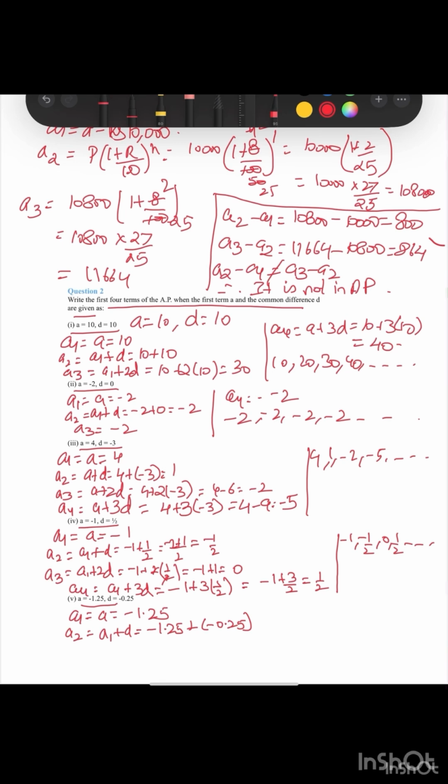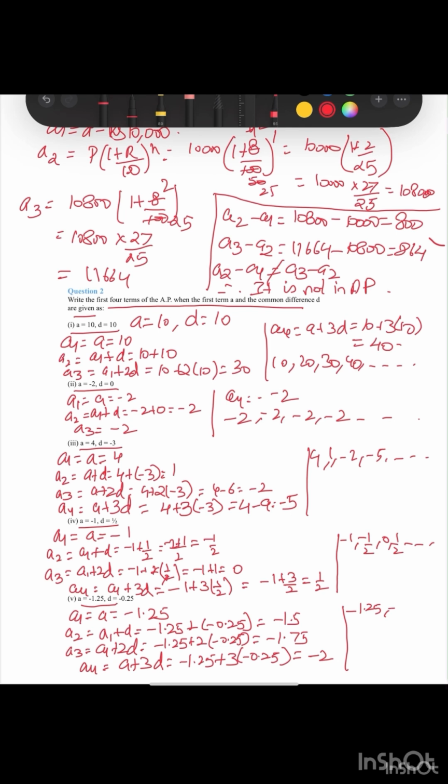A3 is equal to A1 plus 2D, that is minus 1.25 plus 2 into minus 0.25. So this is equal to minus 1.25 minus 0.5, which is minus 1.75. A4 is A1 plus 3D, that is minus 1.25 plus 3 into minus 0.25. On further simplifying this, I'll get minus 1.25 minus 0.75, which is minus 2. So the series is minus 1.25, minus 1.5, minus 1.75 and so on.